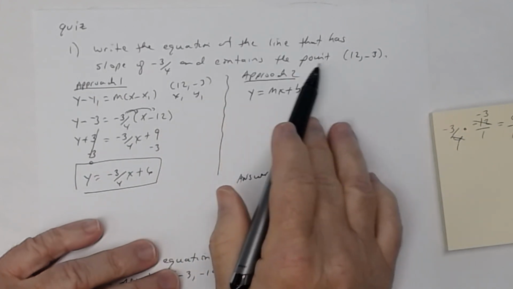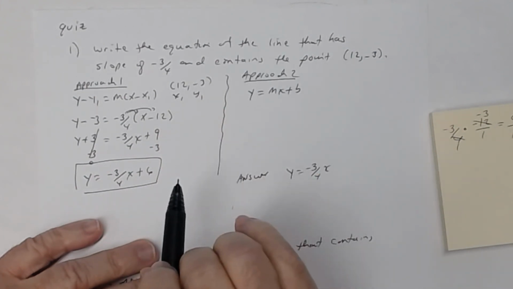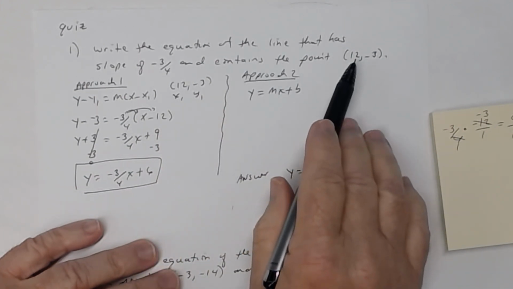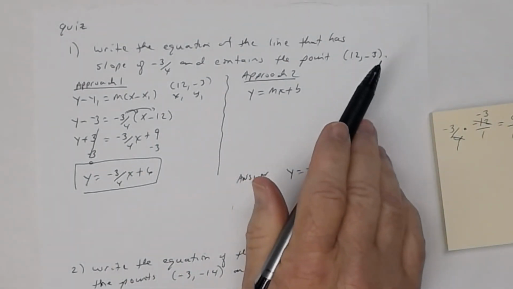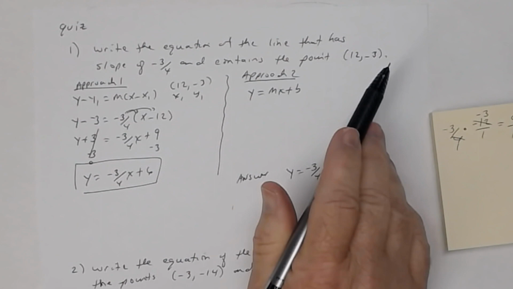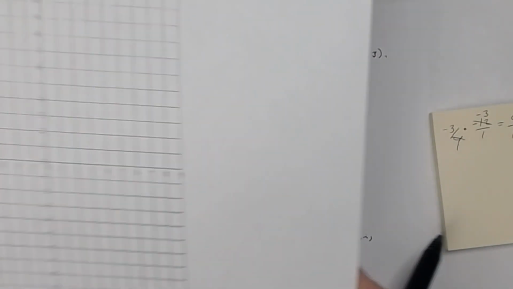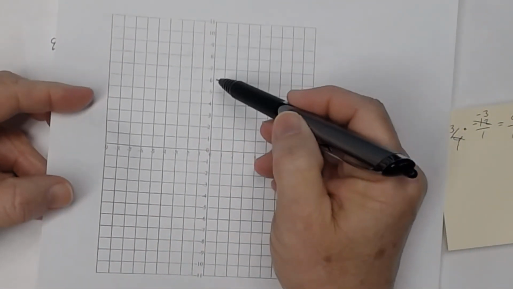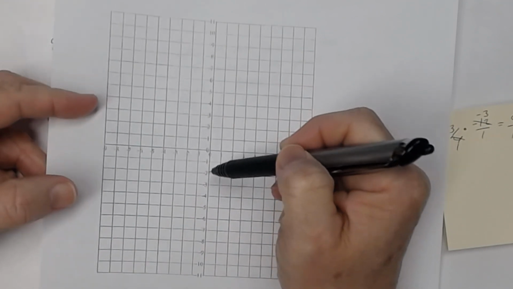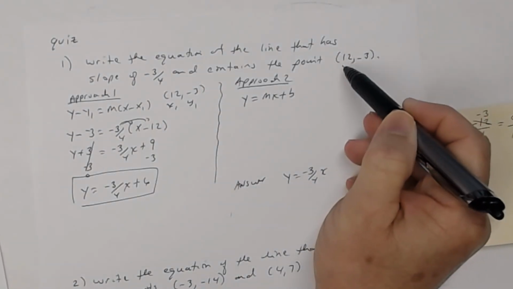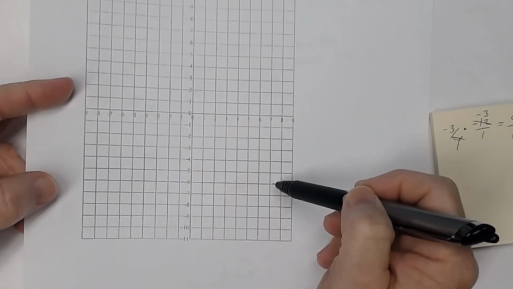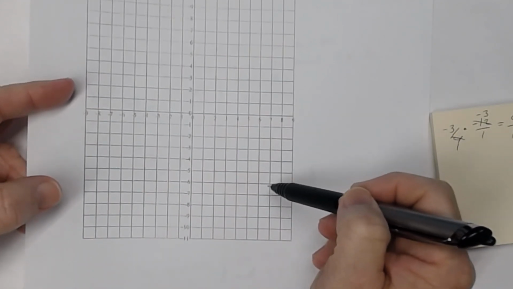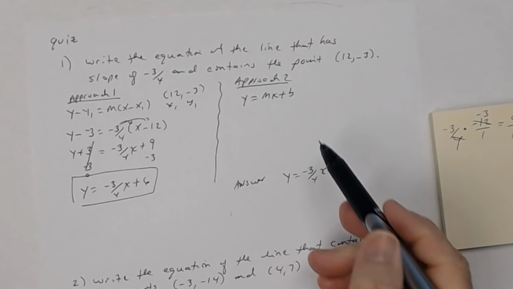And nowhere in the problem are you told what that y-intercept is. This is not the y-intercept. Remember, the y-intercept is where the graph crosses the y-axis. And when you look at any point that's on the y-axis, your x-coordinate is 0. And that is not 0 here. That's 12. In fact, (12, -3) would lie in the fourth quadrant. All right, so you've got to find b.